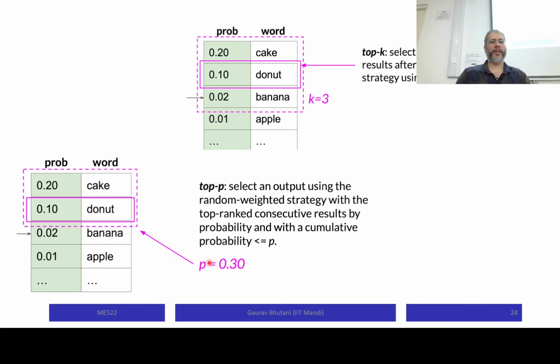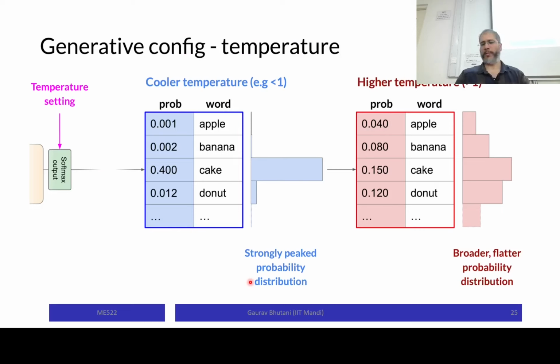And then there are the parameters called top p and top k, where you don't want to have a distribution of all the words. You see the first few words, the top rated words, and you choose from them.